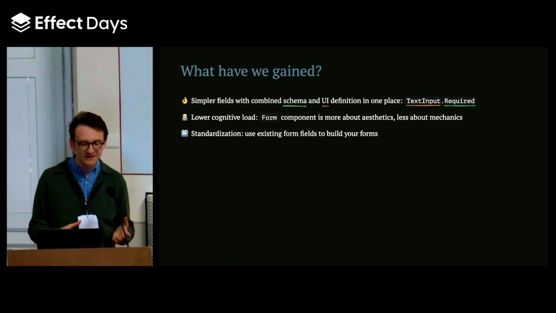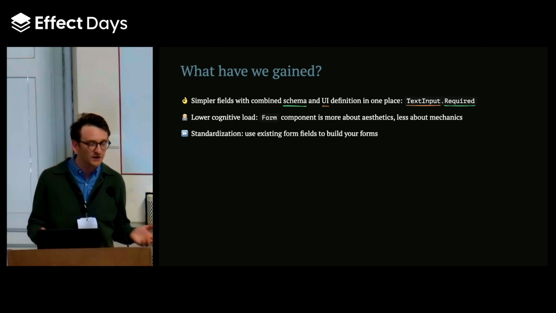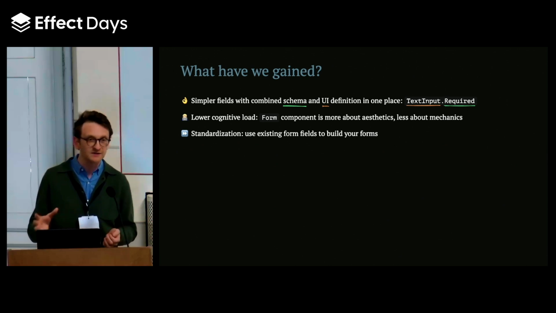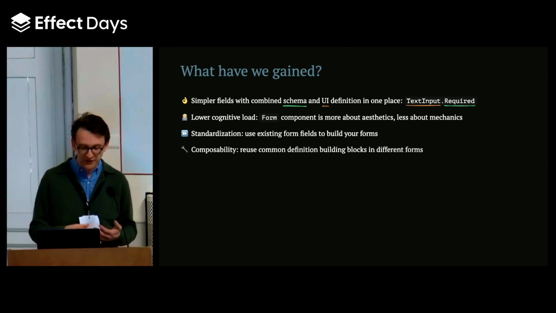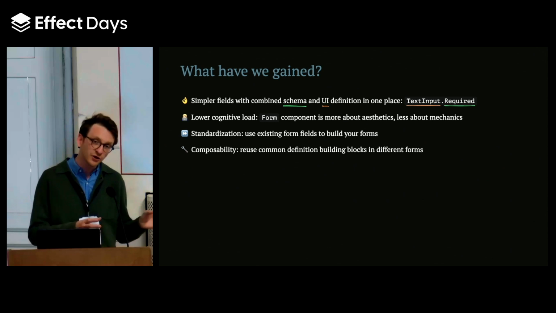We have achieved standardization, meaning that when we want to write forms at scale at our company, we just need to pick existing fields from an existing library, an existing package. We don't have to reinvent the wheel all the time. You can compose definition blocks together to build more complex definitions, and you don't have to restart new forms from scratch. You can just reuse some parts of forms that you've done before.